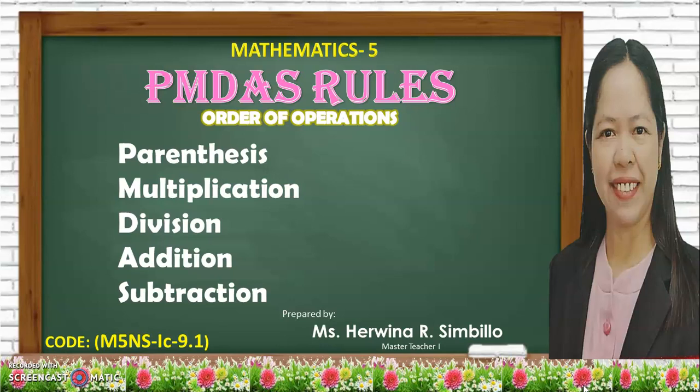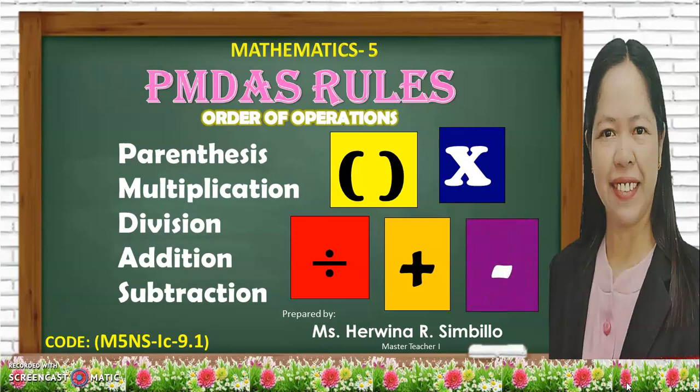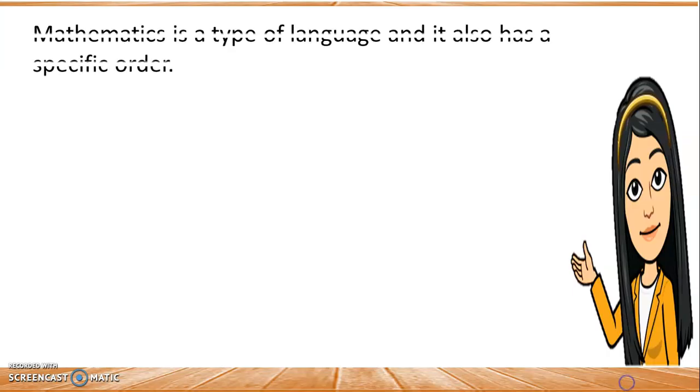Our lesson for today is the PMDAS rule, or the order of operations. First, the parentheses, the multiplication, the division, the addition, and subtraction. Mathematics is a type of language, and it also has a specific order. Okay, I'm going to give you an example: 3 plus 5 times 2.